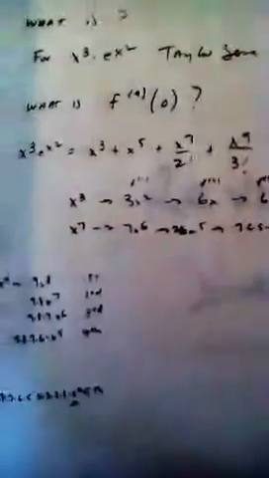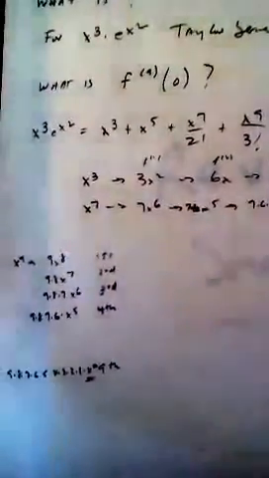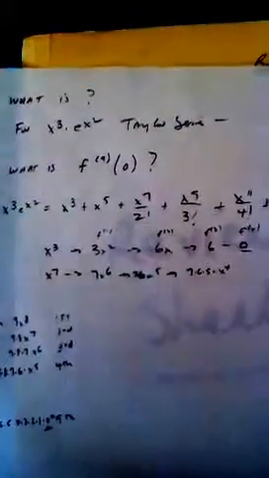But with x to the 9th, my first derivative is 9x to the 8th. My next one's 9 times 8, x to the 7th. And you'll see that when I come all the way down to the 9th derivative, I'm going to end up with 9 factorial times 1. So the answer to questions like this, in this case, would just be 9 factorial.